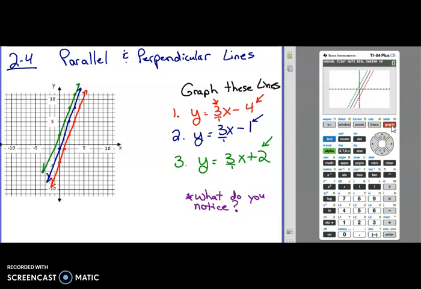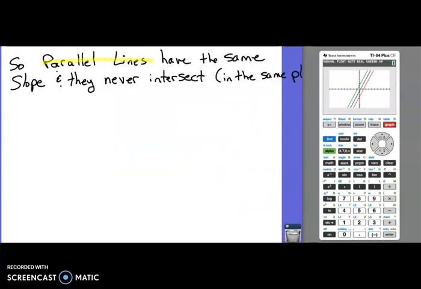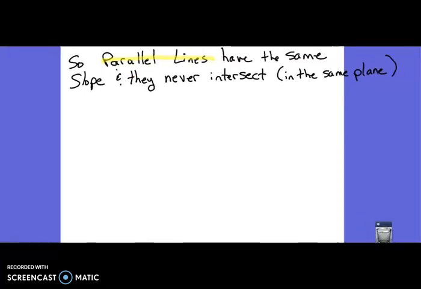So, what was common with all these? If you notice, all of them had the same slope. They all went up, rise 3 and run 1. So if they have the same slope, then they are parallel lines. And that comes to our definition. Parallel lines have the same slope, and they never intersect. What that means is that they'll never touch each other.